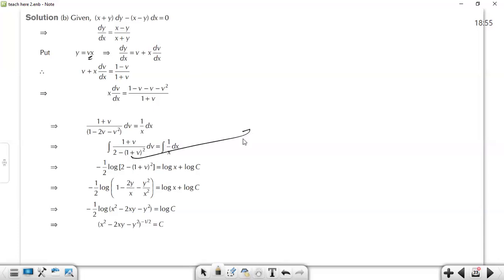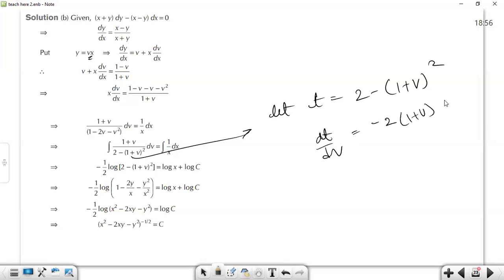What they have done is they have let t equals 2 minus 1 plus v whole square. After this, they have differentiated on both sides with respect to v. So this will become dt over dv, and differentiation of this will become 0, then minus of 2 into 1 plus v.